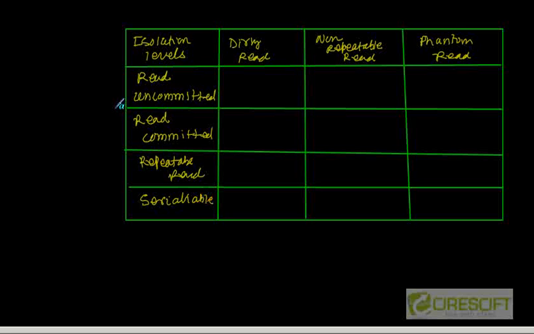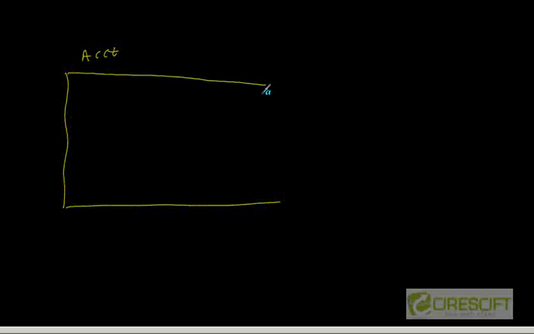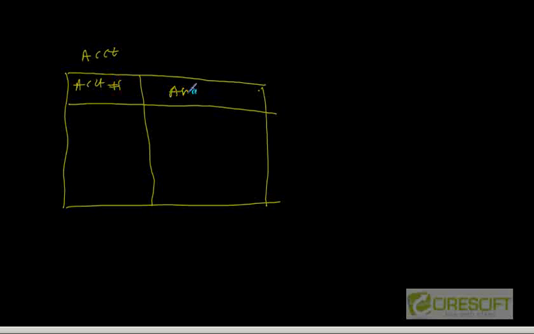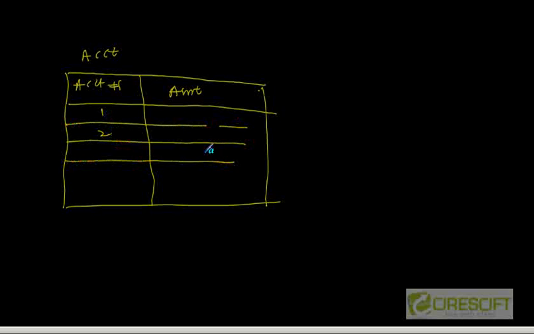So in case of a read uncommitted system, we are supporting all these dirty reads, non-repeatable reads, and phantom reads. That means whenever we have a read uncommitted system, let's take an example: we have an account table, and it's a big table. For simplicity, we have only two columns: one is the account number and the other is the amount of money in that account. Let's say account number 1, then account number 2, account number 3, like this.